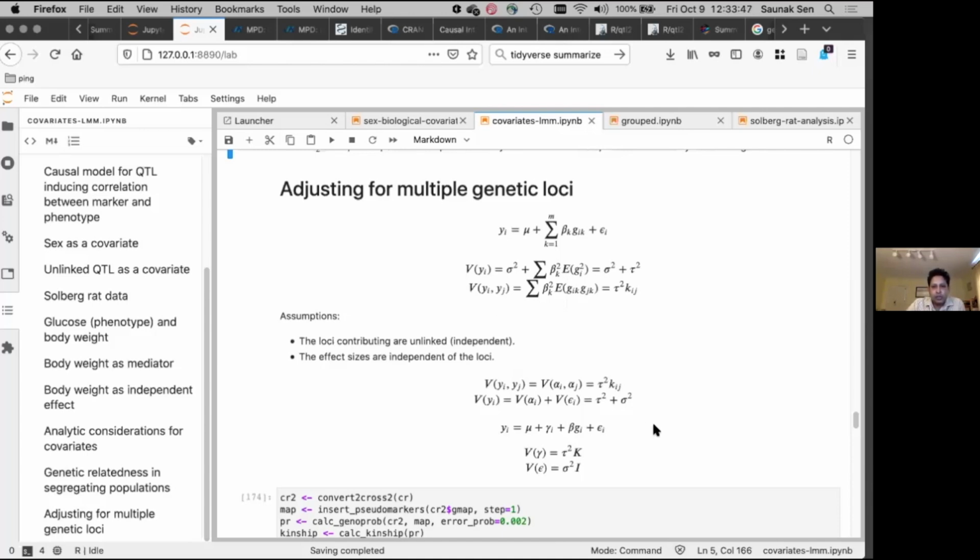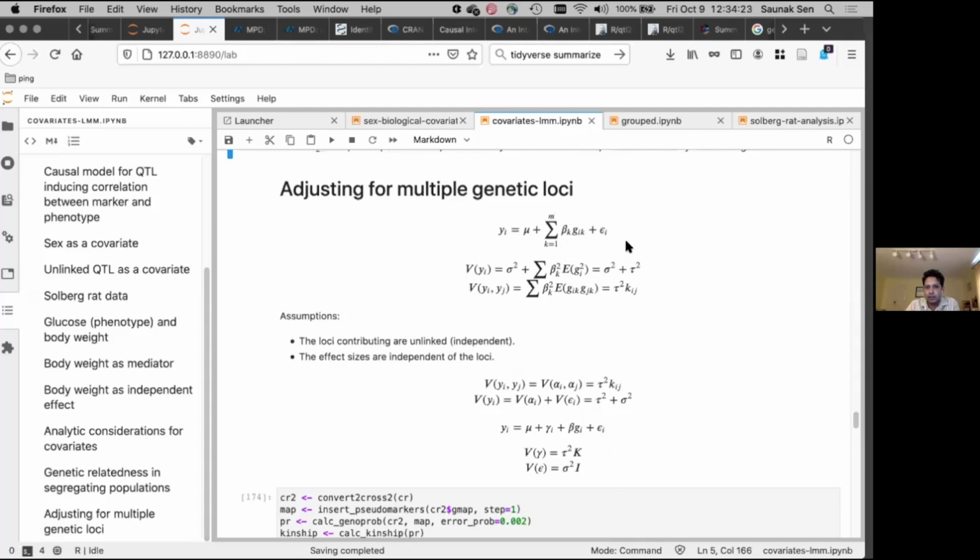So the net import is that you can express this standard linear model with multiple loci. If you are willing to make a few assumptions about the loci being independent and the effect sizes being independent of the loci, then you can approximate this linear model with a lot of genetic loci as a mixed effects linear model of this form.